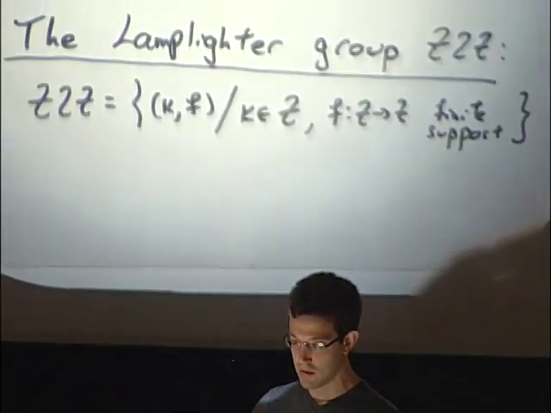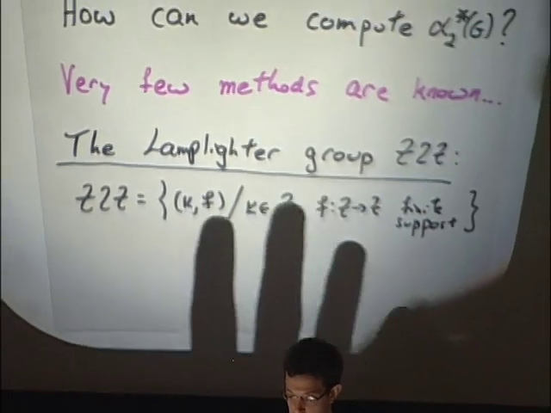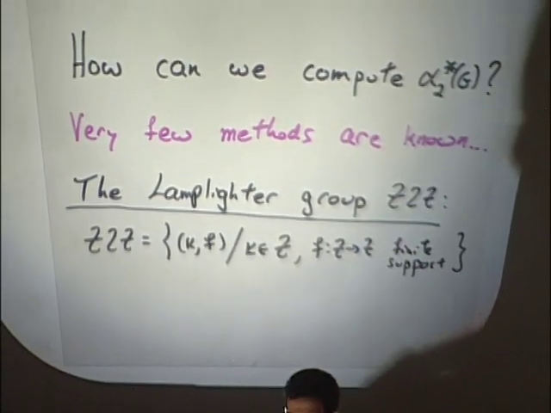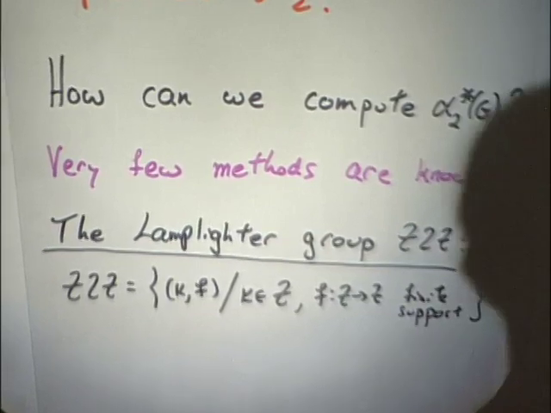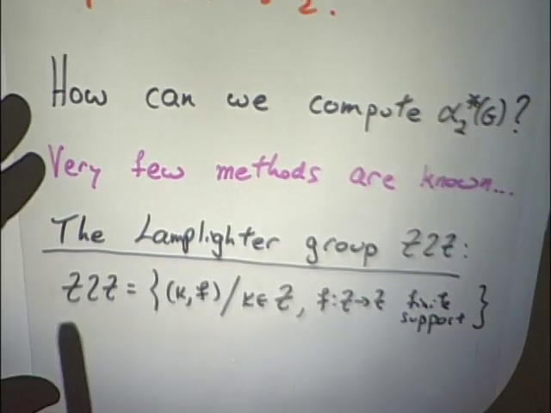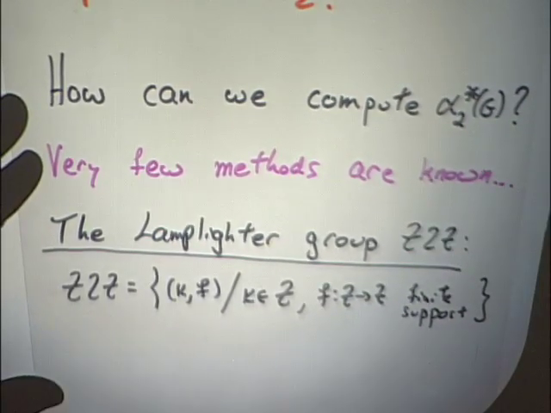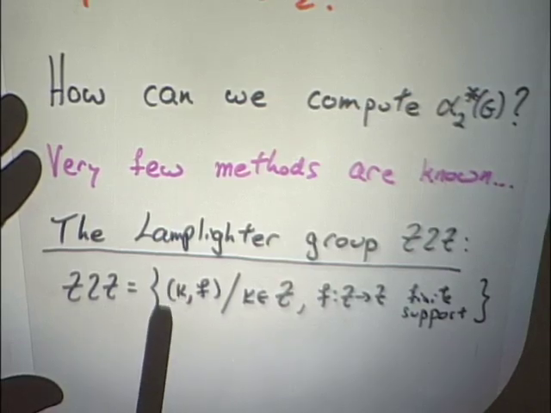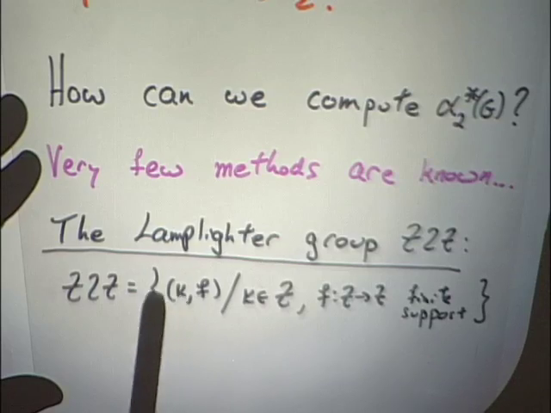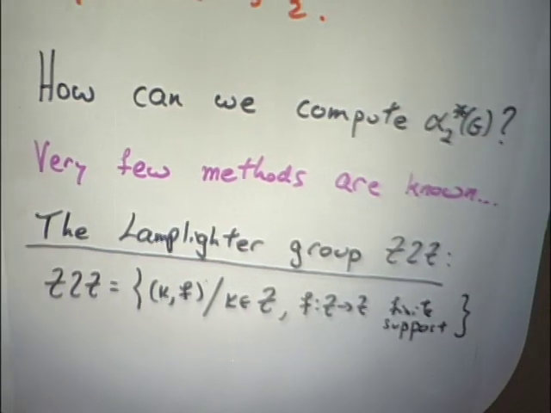Instead of stating it in full generality, I want to restrict to a simple group, the lamplighter group over the integers, as an example. As a set, Z wreath Z is the wreath product of the integers with itself. As a set, it's all the pairs of an integer and a function from the integers to itself which has finite support. This is, as a set, what the group is. I didn't say what the group operation is yet.